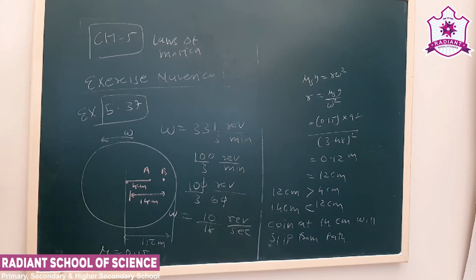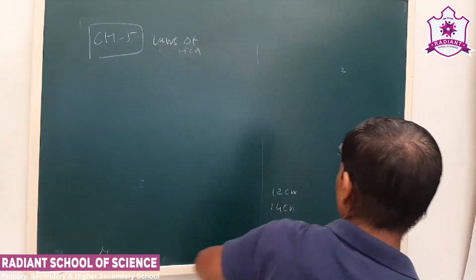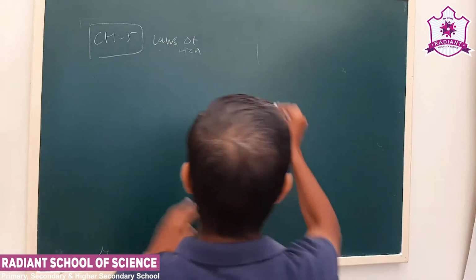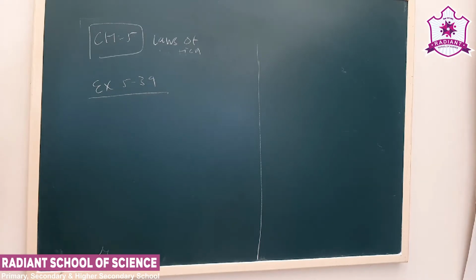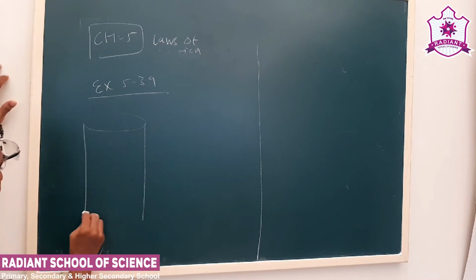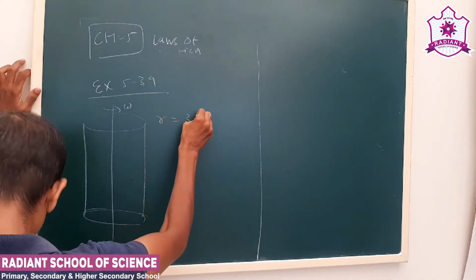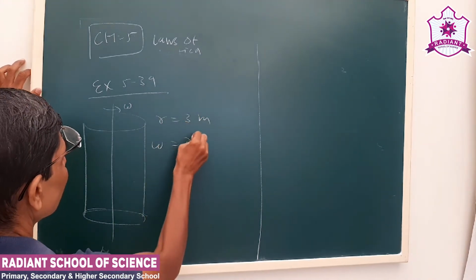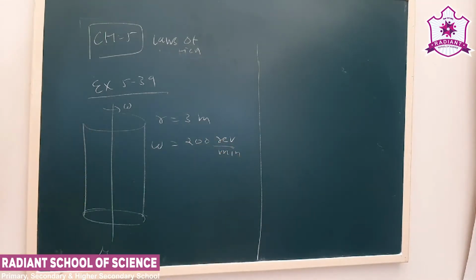Now see, the next question is exercise number 5.39. Here is again the case of a hollow cylinder. It is rotating about its axis with omega. The radius r is 3 meter and omega is 200 revolution per minute.